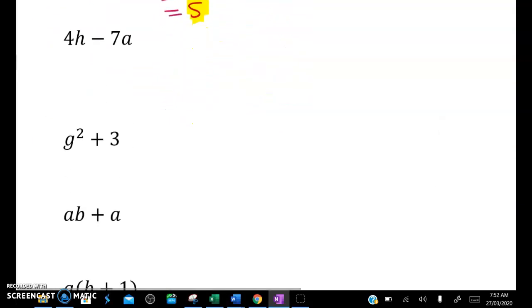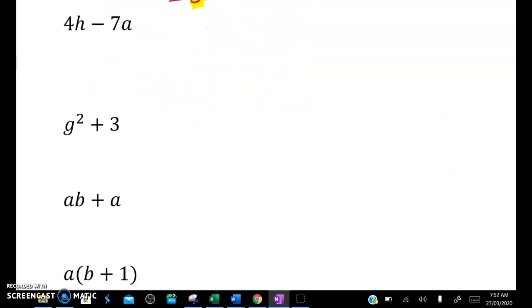Okay, let's do a few more. I'm going to put those 3 up on the screen, pause the video, and just have a go at those next ones. And now I'm going to go through them. So 4h minus 7a equals 4 times 4 minus 7 times 2. 16 minus 14, which gives me 2.